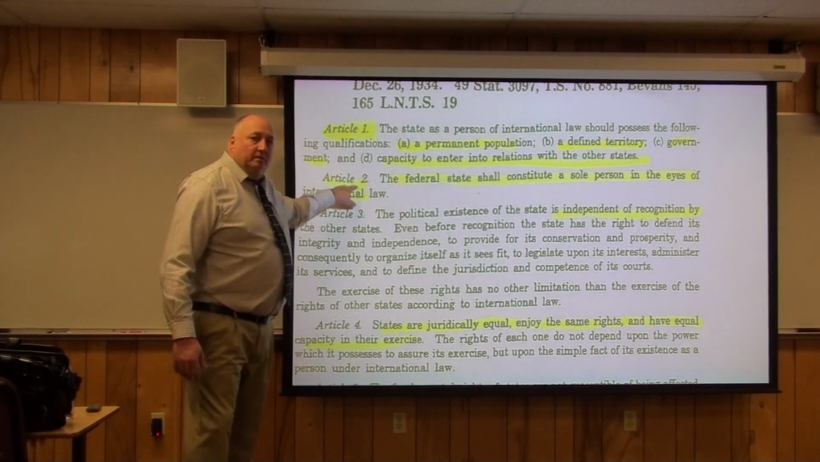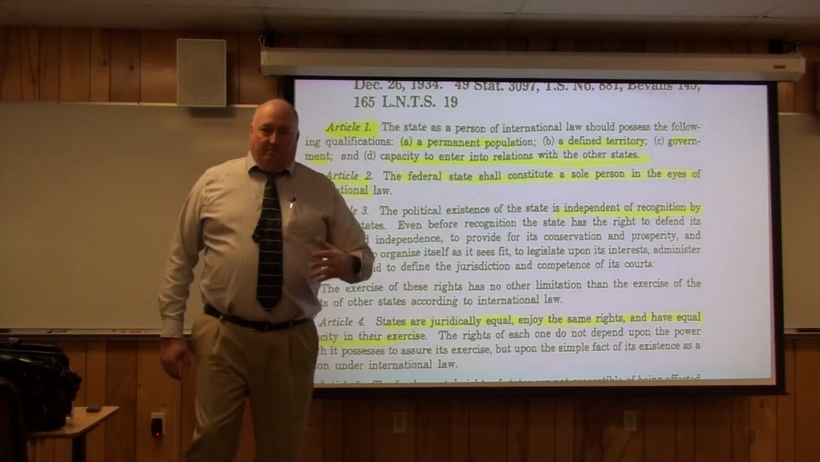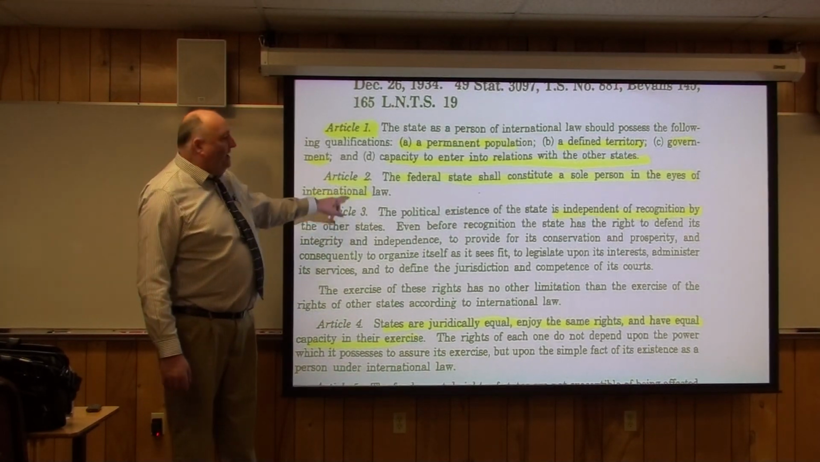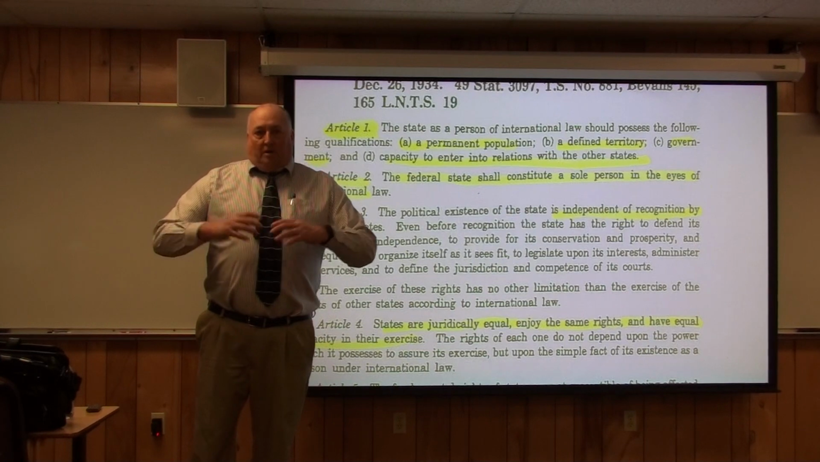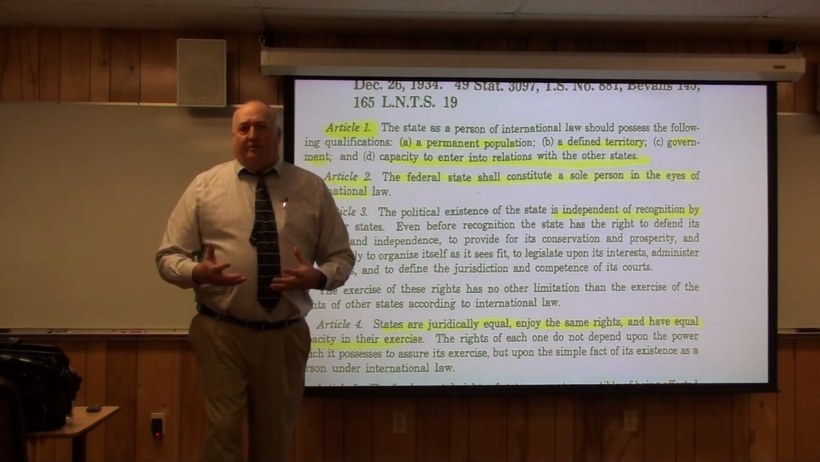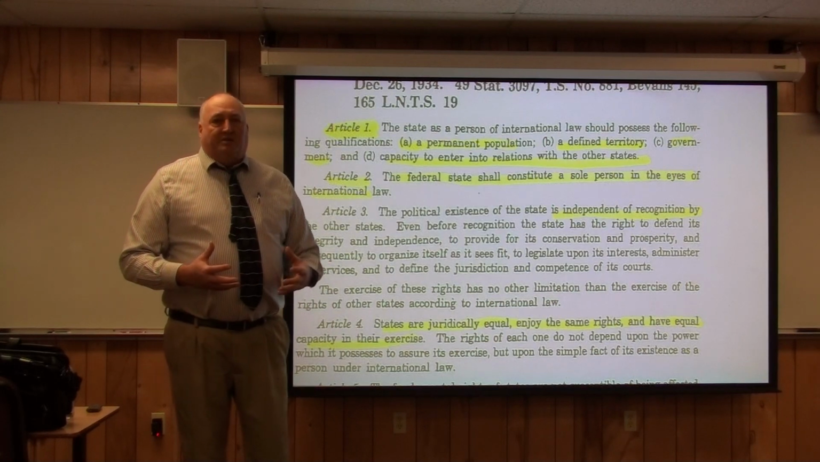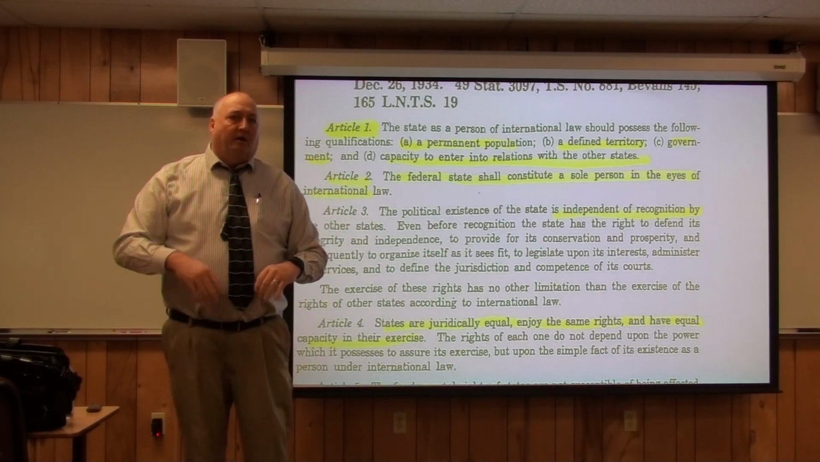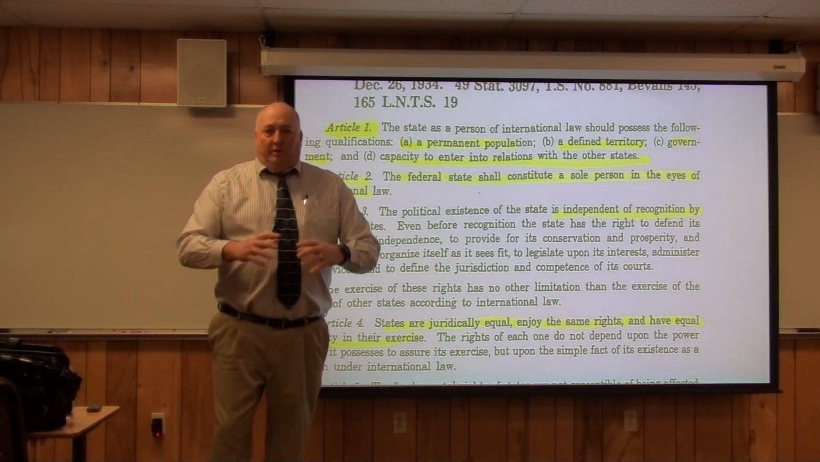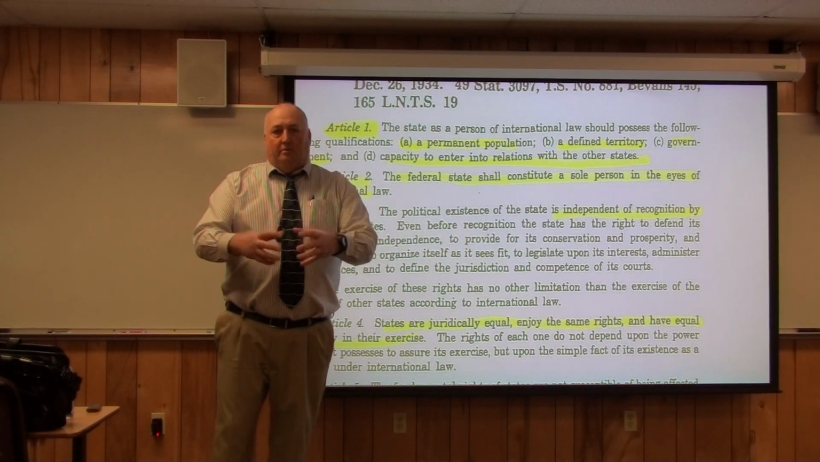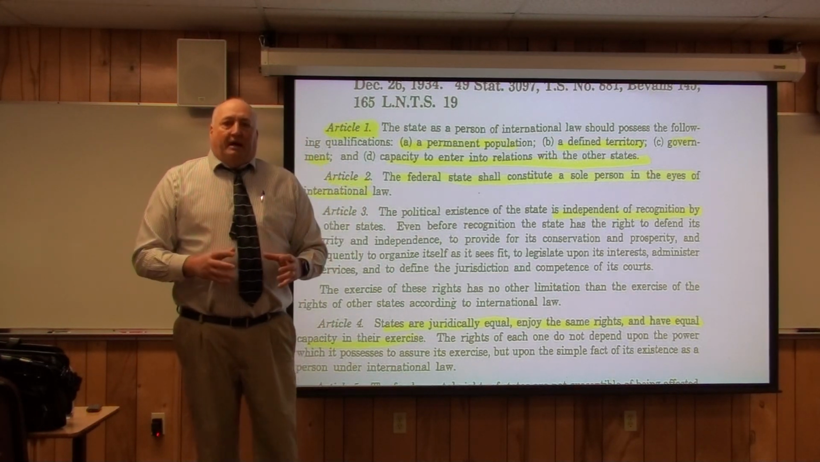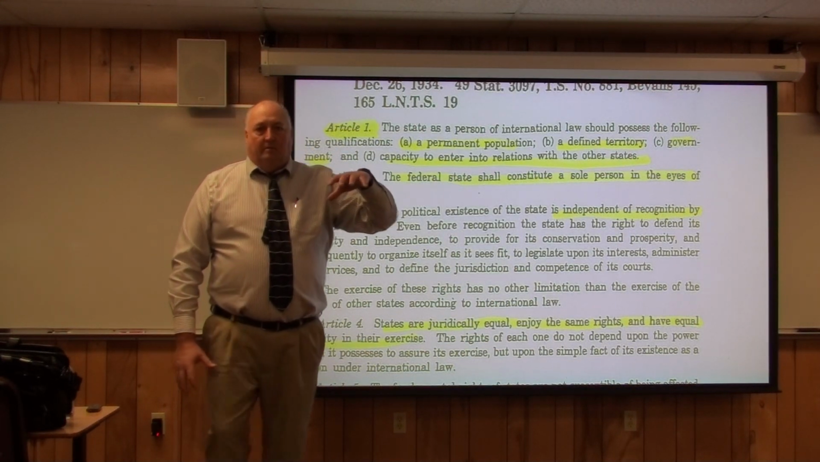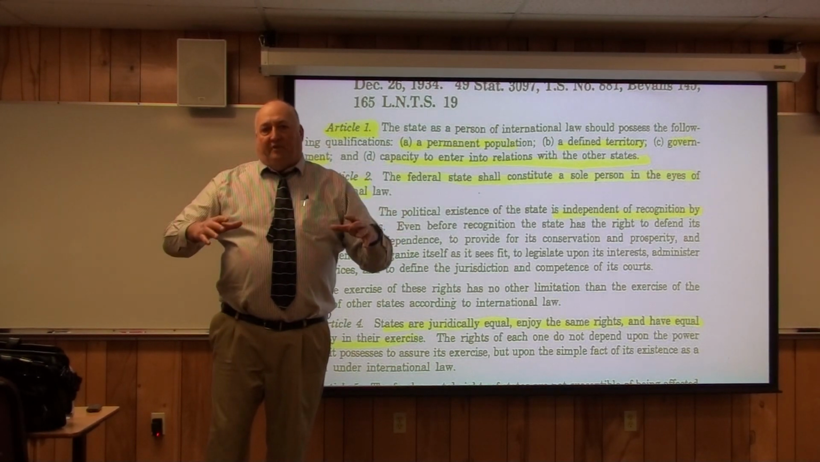Now, Article 2 basically says that same issue. The federal state shall constitute a sole person in the eyes of international law. So, just to back up, what is a federal form of government? A federal form of government is where you have smaller governments like the United States of America. You have Oregon, California, Florida, Massachusetts, etc., which each have their own government. They have their own authority within their state, but we are a federal form of government in that we have the United States federal government that overrides all of the 50 states.